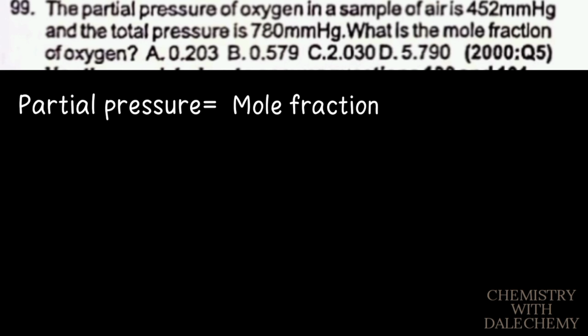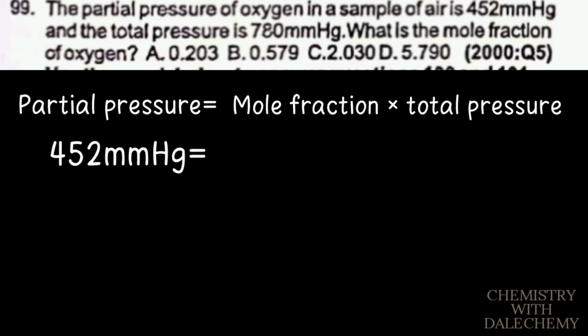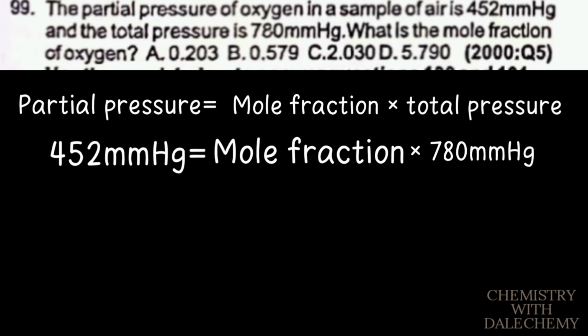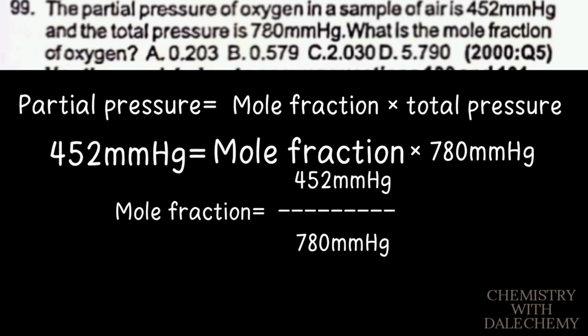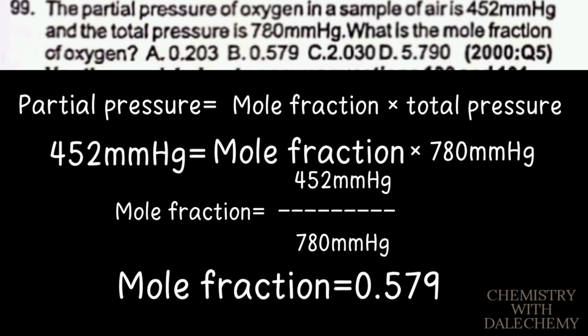So this question as well, but I forgot to mention the formula during the previous lesson. The partial pressure is equal to the mole fraction of that constituent multiplied by the total pressure, which means 452 is equal to the mole fraction multiplied by the total pressure, which is 780 millimeter of mercury. So from there you get your mole fraction to be 452 divided by 780, which gives 0.579. That is option B.